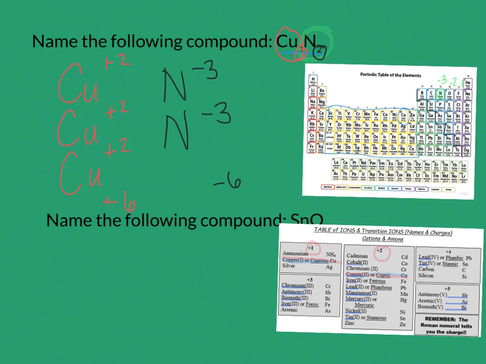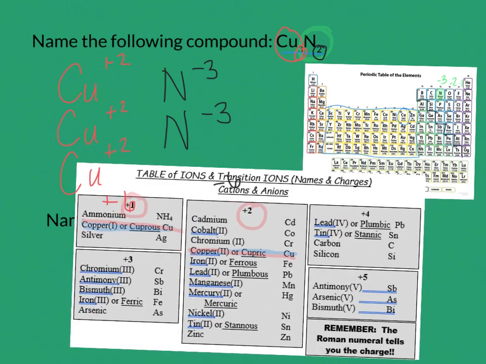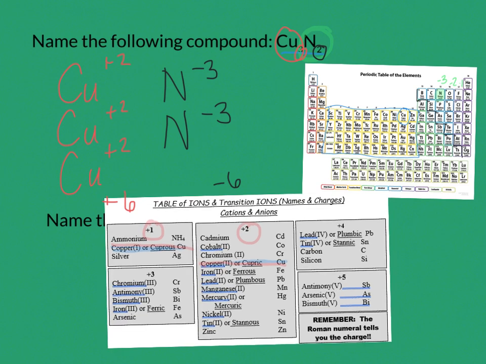Now that we know which ion we have, we can name this compound. So in order to name it, all we got to do is look at this table here. So we're going to look at the copper +2. So that's going to be right here, copper +2, which is copper 2 or cupric. And then we just name our compound.